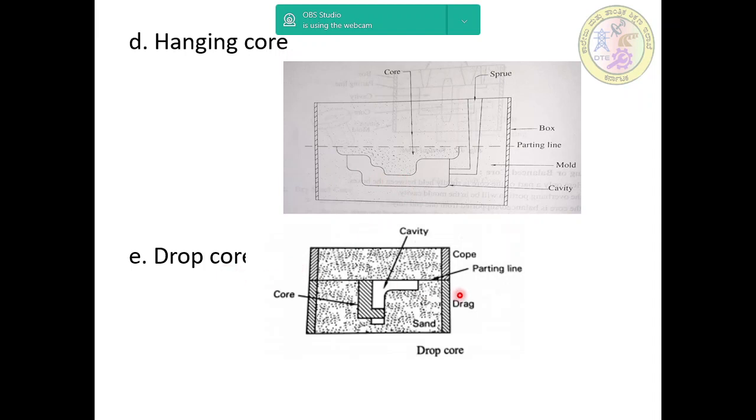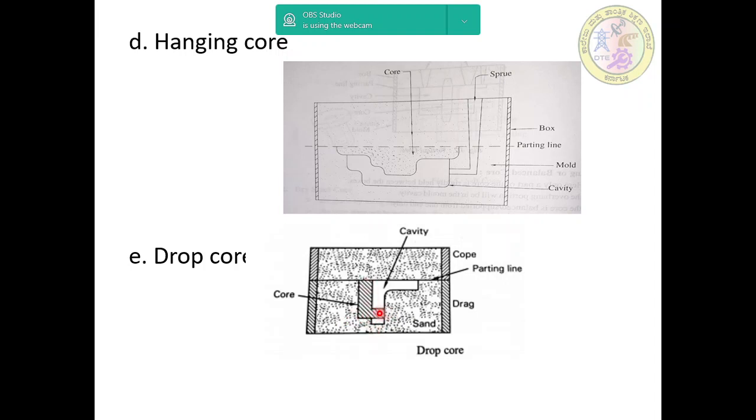Next we'll go for the drop core. See here the sketch showing the drop core. Here a drop core is used when the axis of the desired hole does not coincide with the parting line of the mold. That is, the core is required to be placed either above or below the parting line.